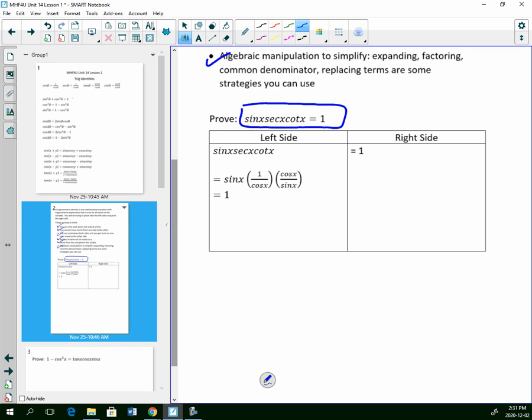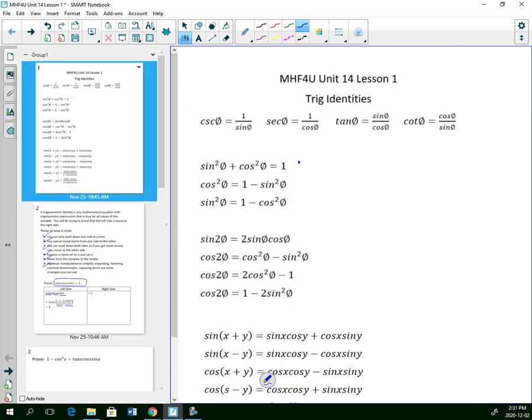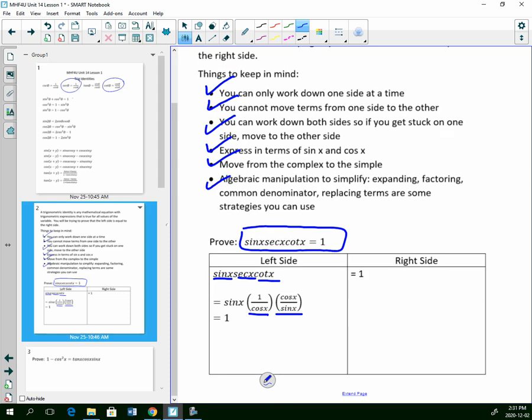So my first strategy is to change everything to sine and cosine. So we've got sine x, that's okay, times secant. So I change secant to 1 over cosine. And cotangent, I change cotangent to cosine over sine. So I'm looking at this. I changed secant to 1 over cosine. I changed cotangent to cosine over sine. So that's my first strategy. If it's not in sine or cosine, change it to something that has sine or cosine in it.